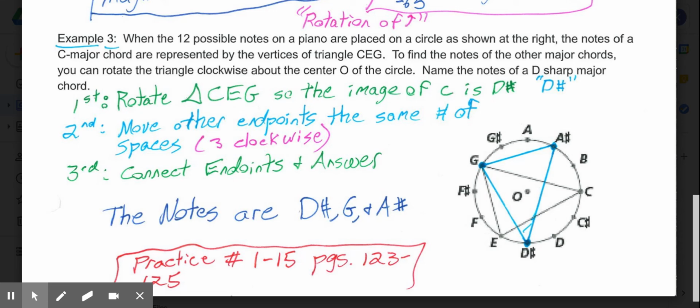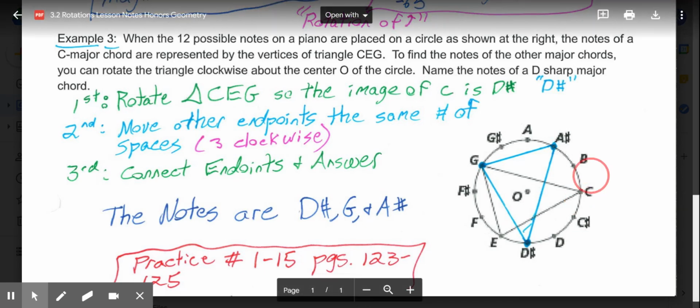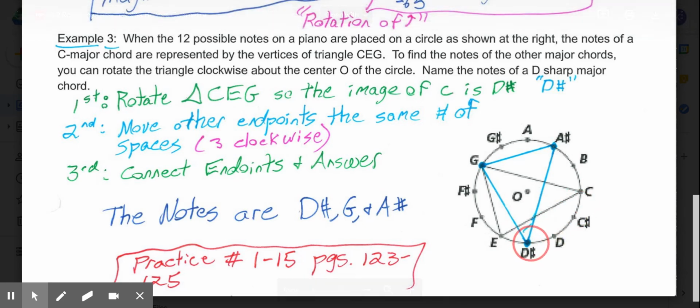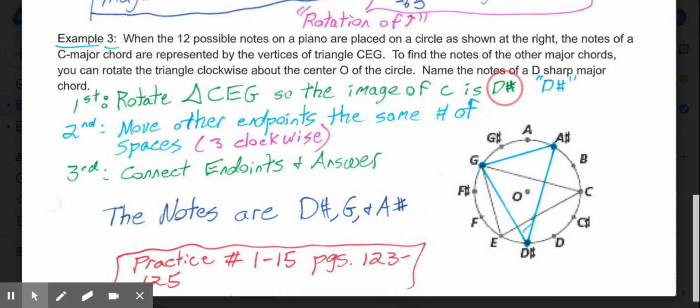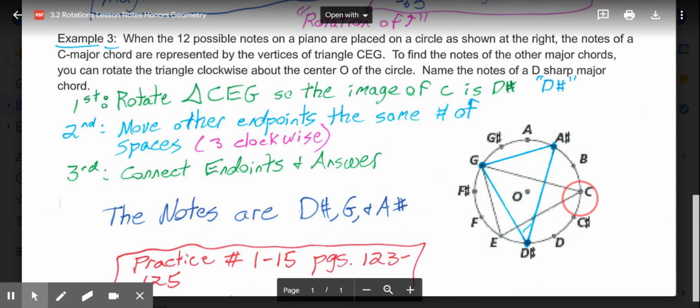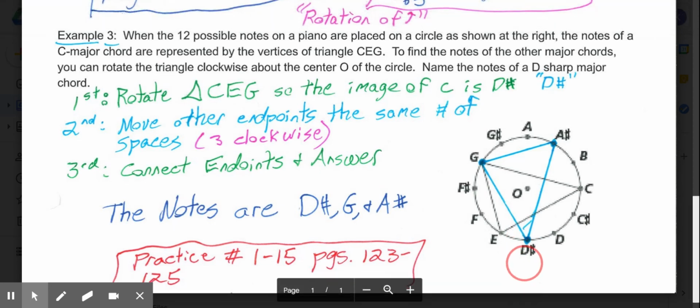So they gave us the C major chord. So now I want to get to a D sharp major chord. So in this case, I'm going from the C major to a D sharp major. So I'll be rotating C, E, G so that C matches up with the D sharp. So I move point C 1, 2, 3 clockwise points.